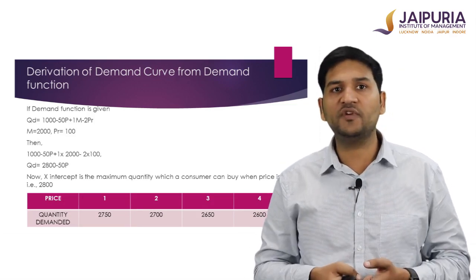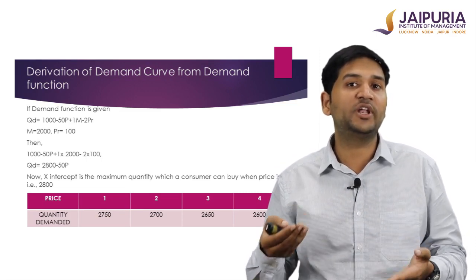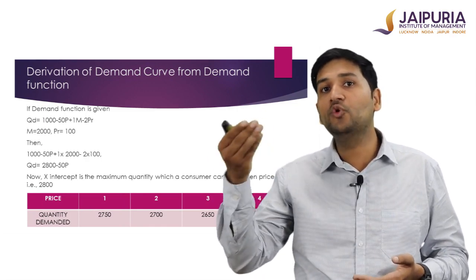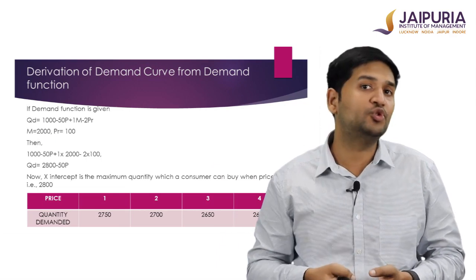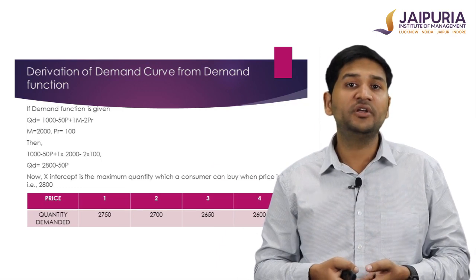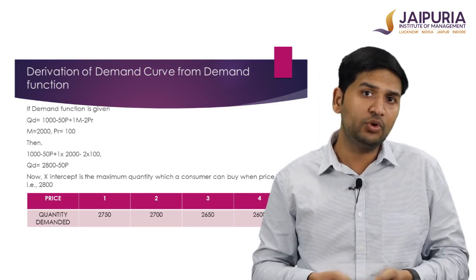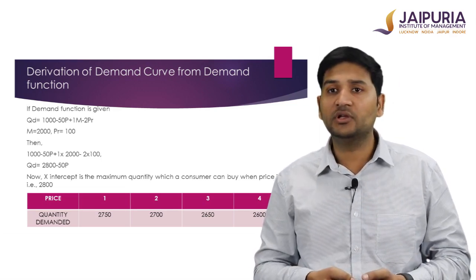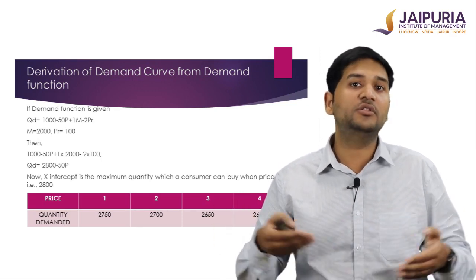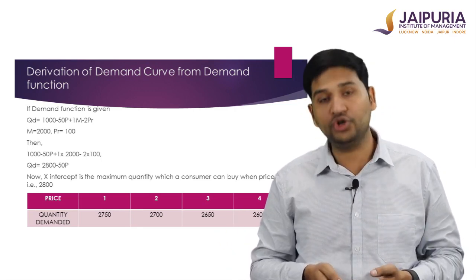Now we can derive demand curve from demand function too. Suppose a demand function is given, quantity demanded is equal to 1000 minus 50p plus 1m minus 2pr. Now this 50, 1 and 2, these are slope parameters. Now if income of consumer is 2000 and price of related good is 100, we can derive the demand function, that is QD is equal to 2800 minus 50p. Now we can also present this mathematical demand function in form of schedule, which is known as demand schedule.